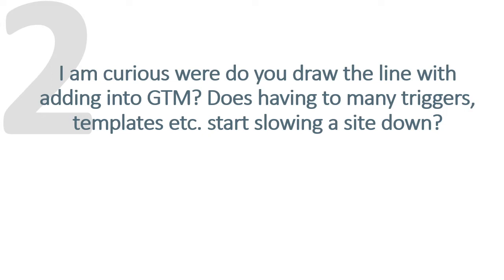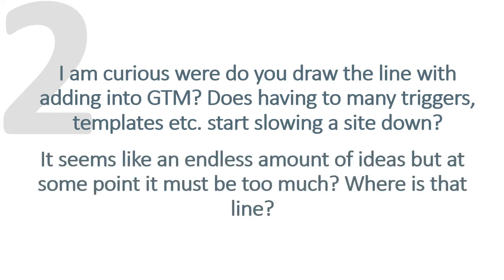And the next question, to which the answer is a bit more philosophical, but that's actually a good question. It seems like there is an endless amount of ideas that can be added to Google Tag Manager, but at some point it must be too much. So where is that line? When can you know that you have added too much, or that you are crossing that boundary of adding too much stuff in Google Tag Manager?